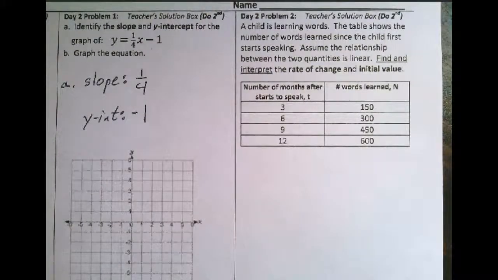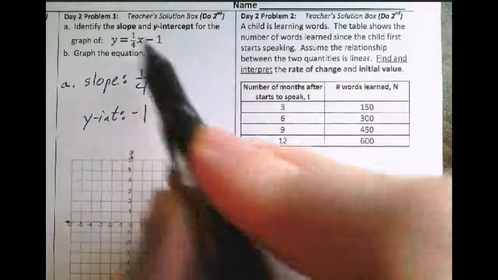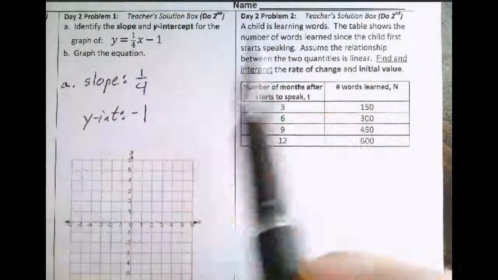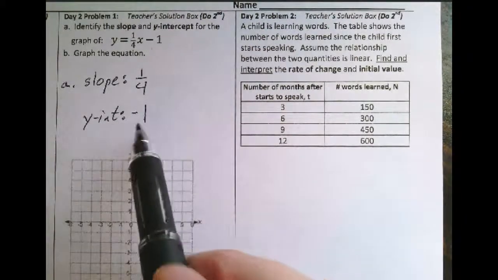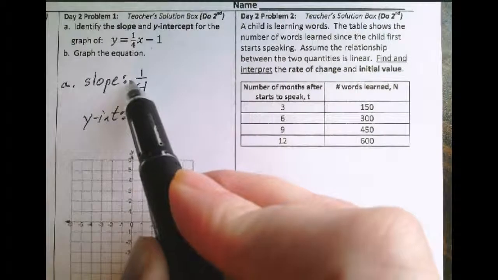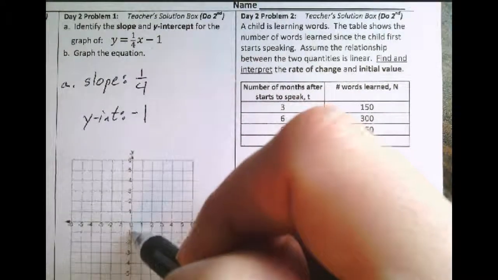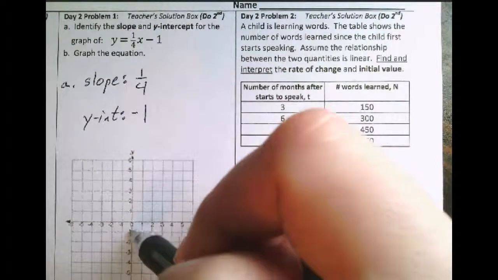Part B, graph the equation. We can use these two values to graph the diagonal line that is the representation of this equation. We're going to begin with the y-intercept because y-intercept is an actual dot. Slope is not a dot. So if the y-intercept is -1 on the y-axis, at -1, there's a dot.